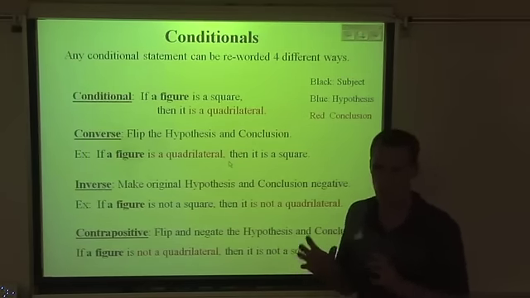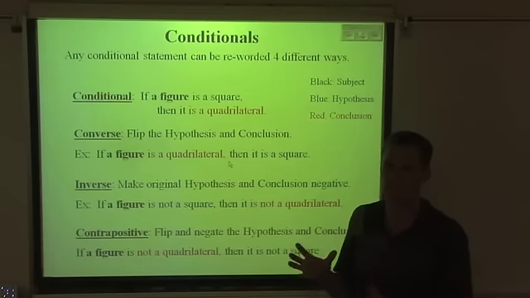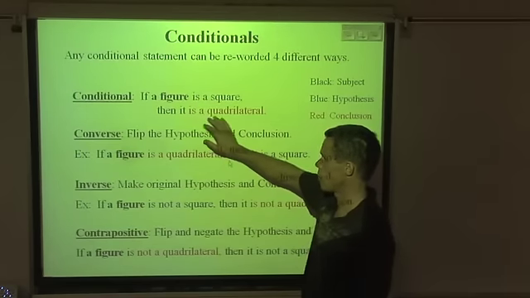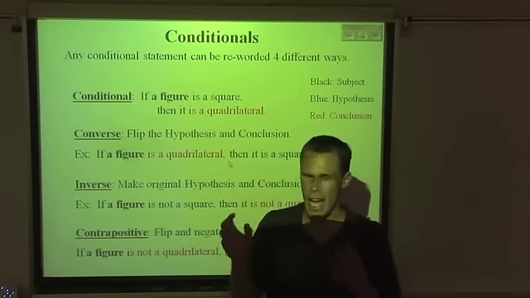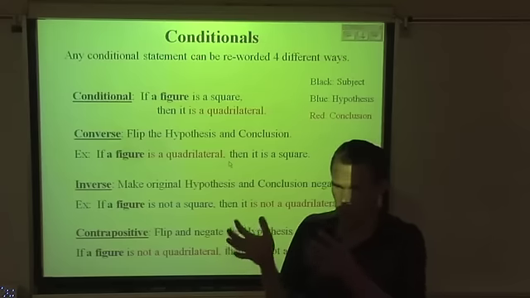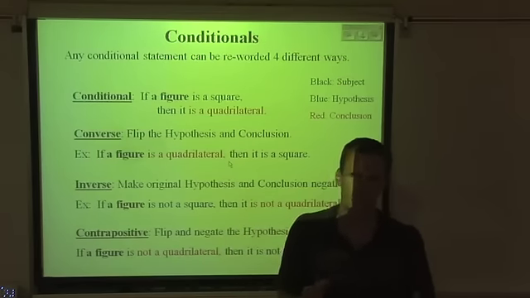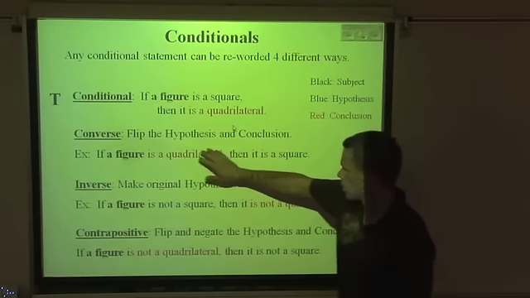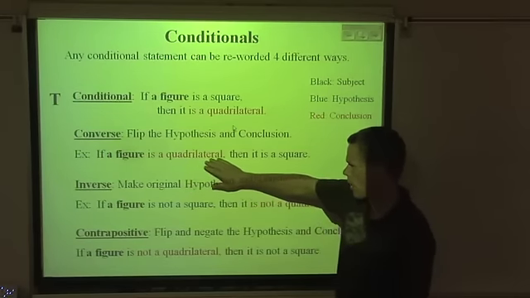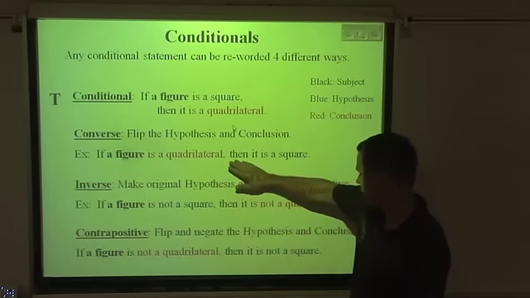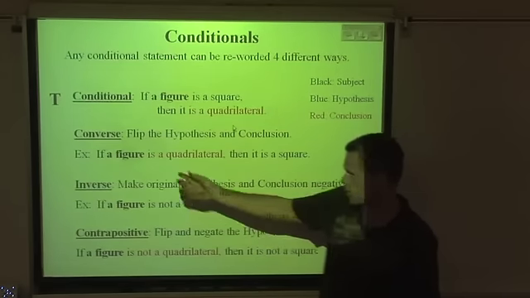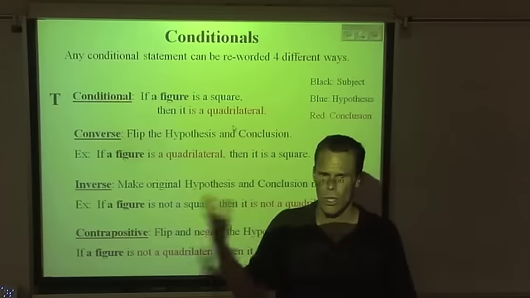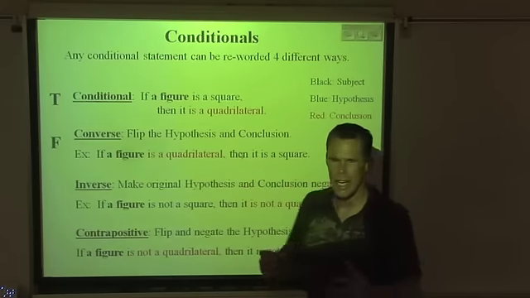It's also important to look at the truth value behind these statements. The original statement, if a figure is a square, then it is a quadrilateral. Quadrilateral meaning has four sides. Well, if something is a square, then it has four sides. This is true. We look at the converse. If a figure is a quadrilateral, then it is a square. Translation: if it has four sides, then it's a square. Well, this is false. We have a counterexample to this.